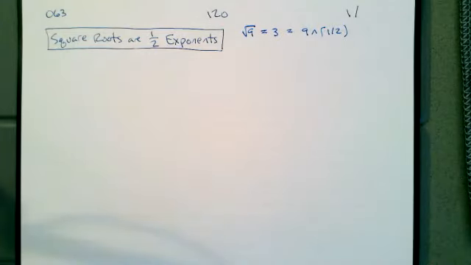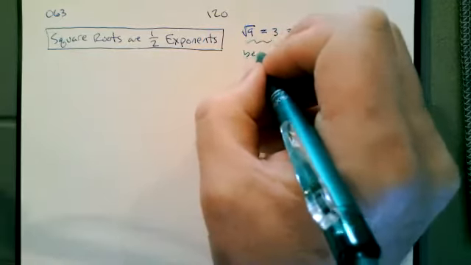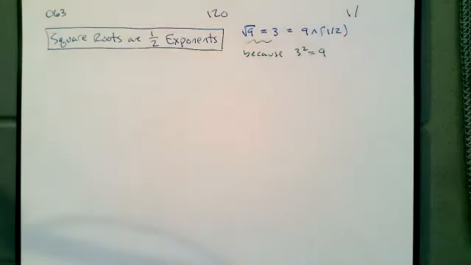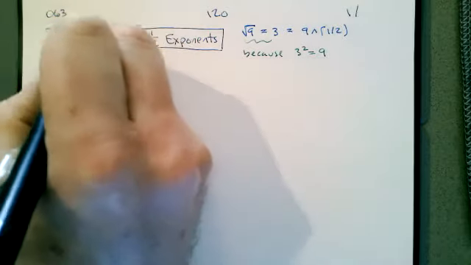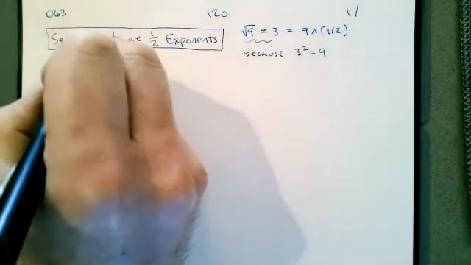So these are all things that we know. And we know why these things are the way they are. The square root of 9 is equal to 3 because 3 squared is equal to 9. So that's what that square root symbol means. The symbol itself is called a radical. So with square roots, we're using radical notation. When we write things as roots, we're dealing with radical notation.